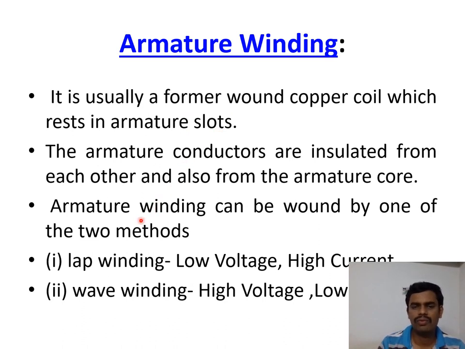These armature windings can be wound by either of two methods: one is lap winding, another one is wave winding. We prefer to use lap winding when we have low voltage and high currents, and when we have high voltages and low currents, we go for wave winding.